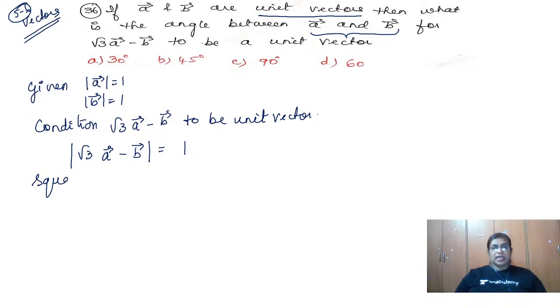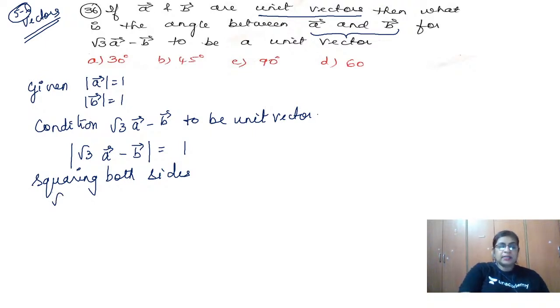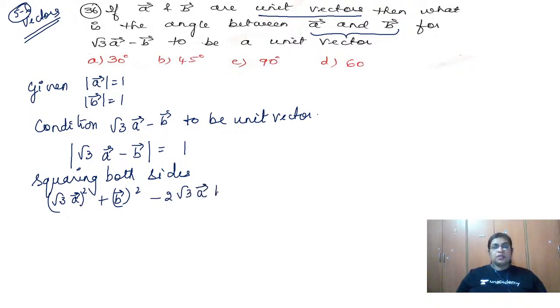So squaring both sides, this is the procedure how to proceed. What is it that you're going to get? Root 3 A the whole square. You can get that as root 3 A vector the whole square plus B vector the whole square. Whenever a vector is squared we write magnitude square, that I'll write in the next step. So minus 2 into root 3 A, root 3 times B into cos theta, is equal to 1 square, which is 1.